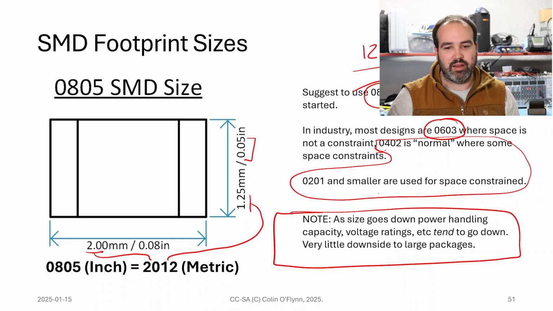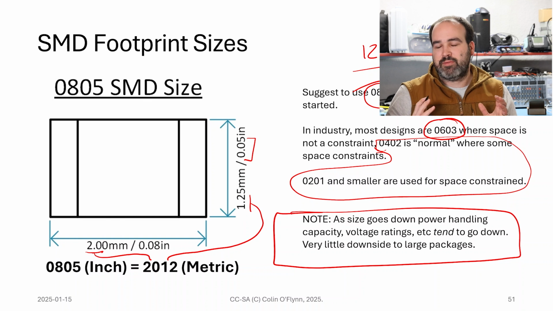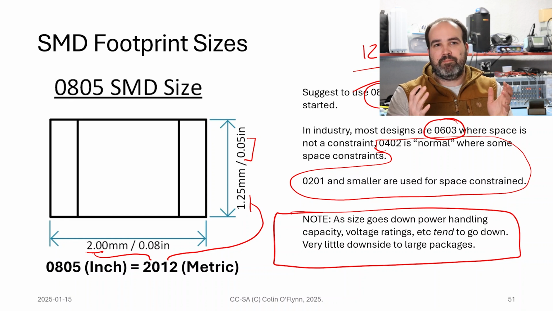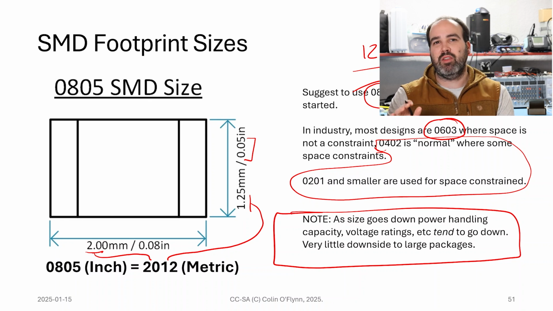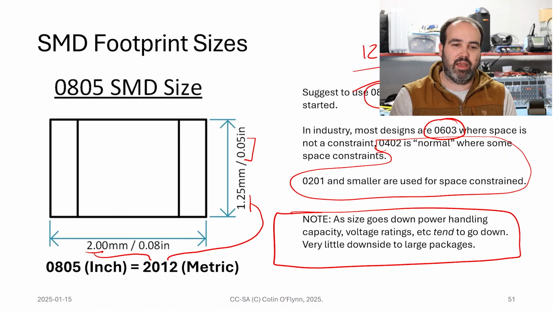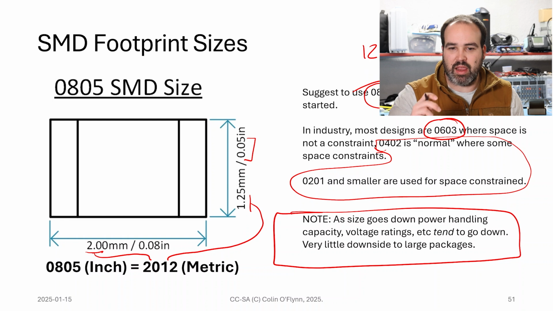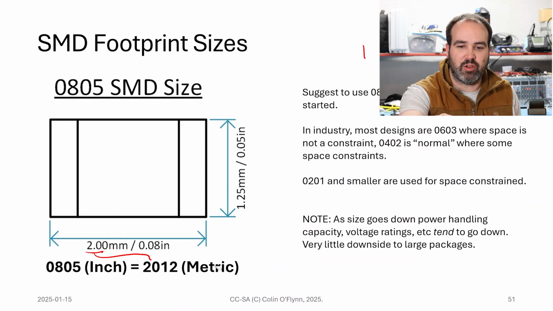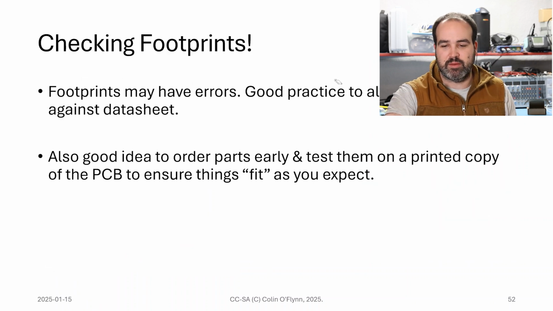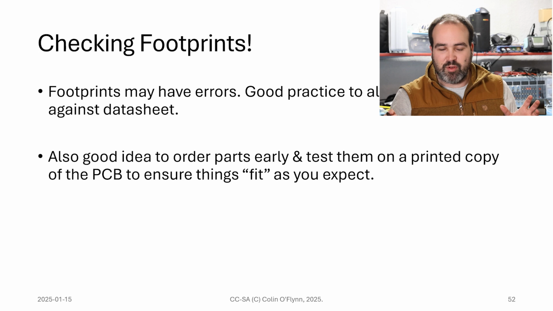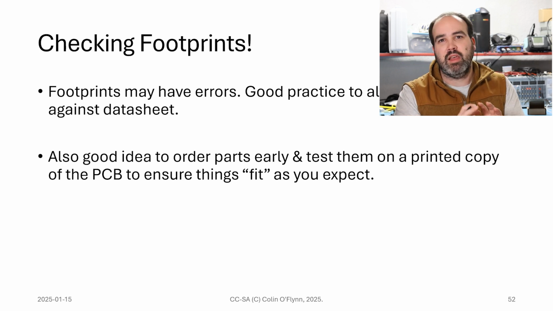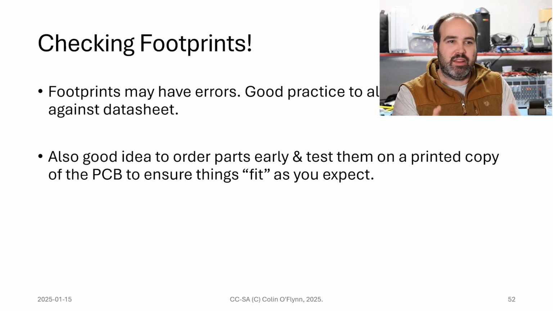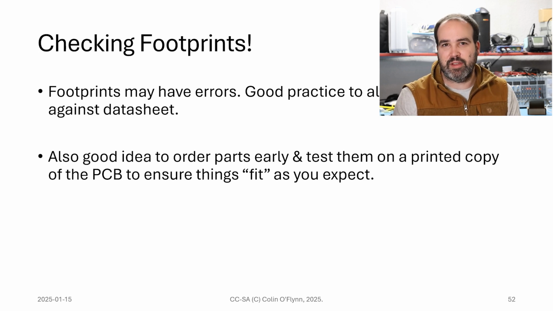Also, power handling and a lot of things go down with smaller sizes. There's very, very little downside to too big a package. If you select a 1206 or 0805 part, you're not going to run into, oh shoot, it can't handle the power dissipation. You're more likely to run into that with 0402 or something like that. So again, I recommend sticking with some of those larger sizes until you get a better feel for PCB assembly. It's always a good idea to check footprints against the datasheet. And when you get a board designed, if you have time, I like to print it out and get the parts in and make sure that at least some of the key ones are going to fit, so I didn't mess up the footprint.